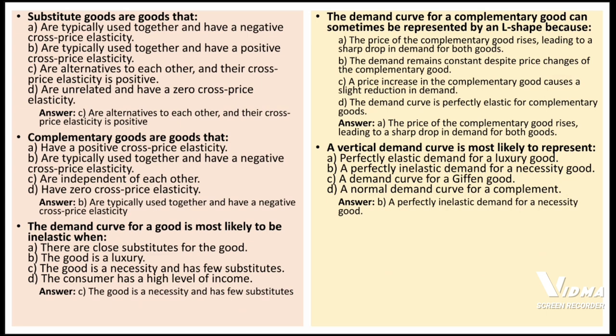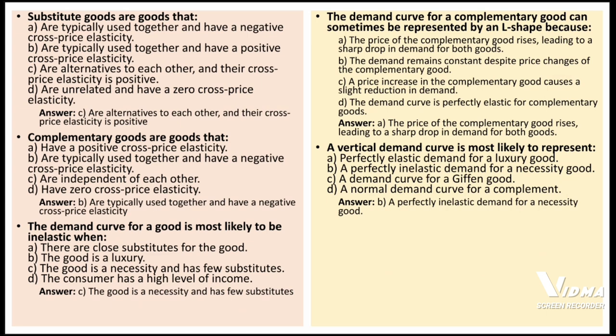Complementary goods are the goods that, answer is B, are typically used together and have a negative cross price elasticity. The demand for a good is most likely to be inelastic when, answer is C, the good is necessary and has few substitutes. The demand curve for the complementary goods can sometimes be represented by the L-shaped curve because, answer is A, the price of complementary good rises, leading to sharp drop in demand for both the goods.